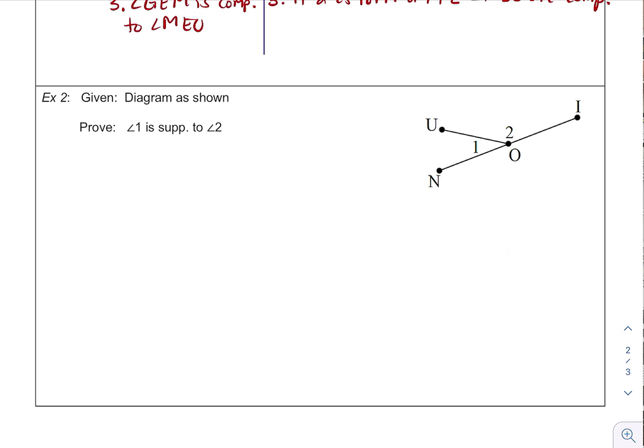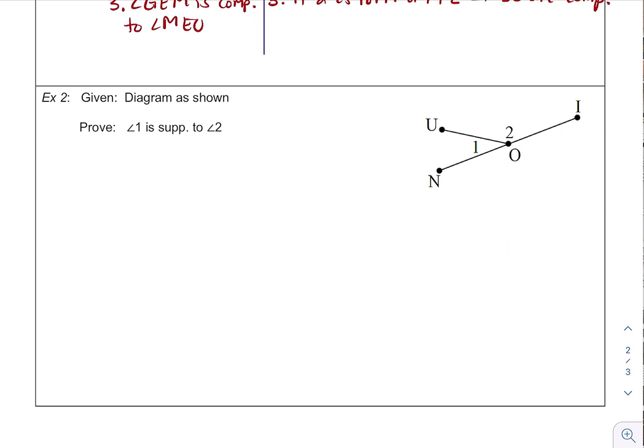So here we have example 2 as our diagram as shown. They didn't give us any given information besides this. So we have to think about what are the things that we can assume from diagrams and what we cannot assume from diagrams. Then it asks us to prove that angle 1 is supplementary to angle 2.